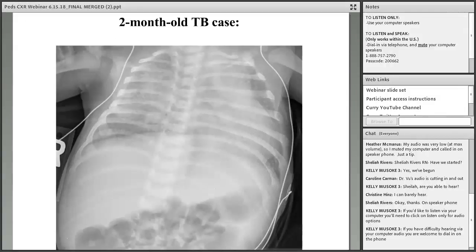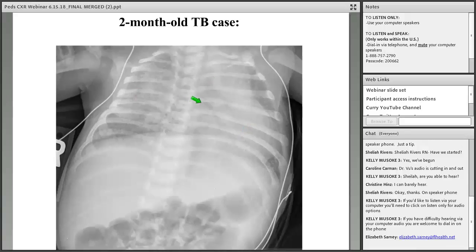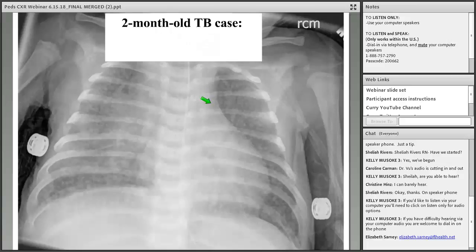So here's a great case of a 2-month-old with TB. This particular patient has all the findings. Now the patient is fairly rotated, so it's hard to see the consolidation. But here's an example of the consolidation. The patient also has diffuse lung nodules, and the adenopathy is very difficult to visualize.